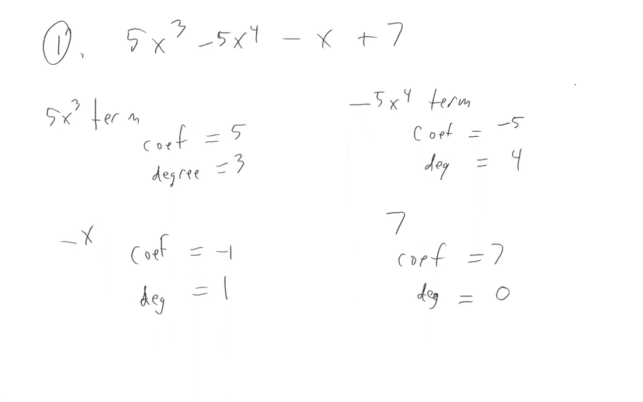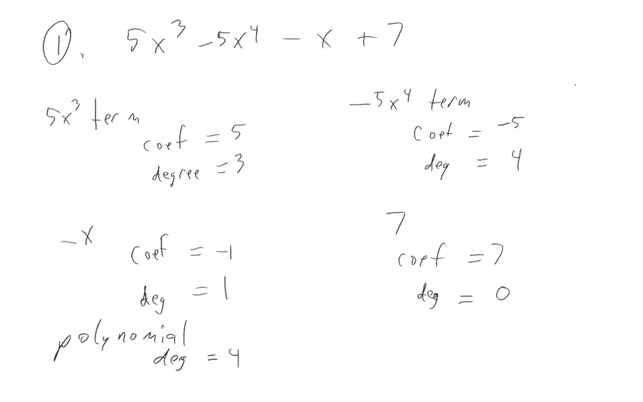Now, what's the degree of the whole polynomial? So the degree of the whole polynomial is the highest degree of them all, because the highest power of them all is the highest power that the polynomial has. So the degree of the polynomial is 4, because that's the highest power that it has among all of its terms.